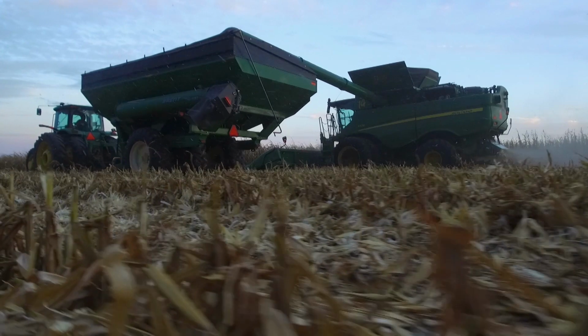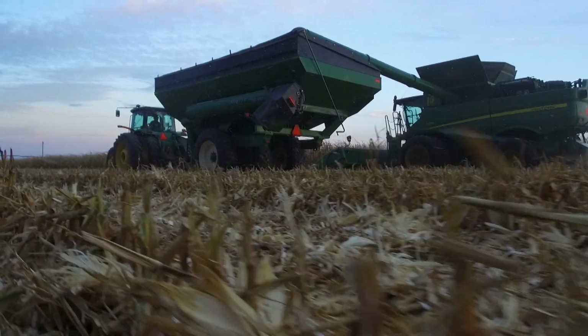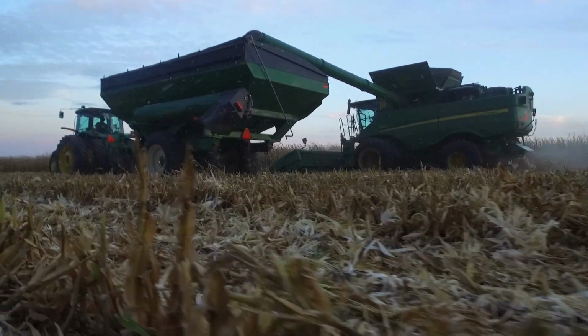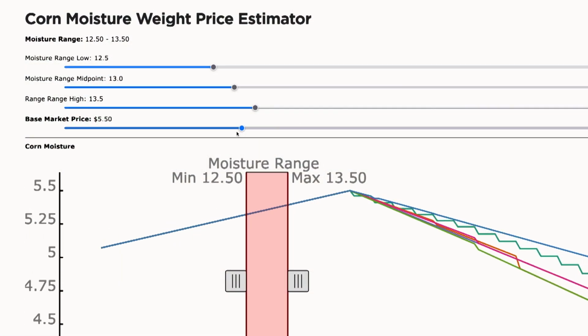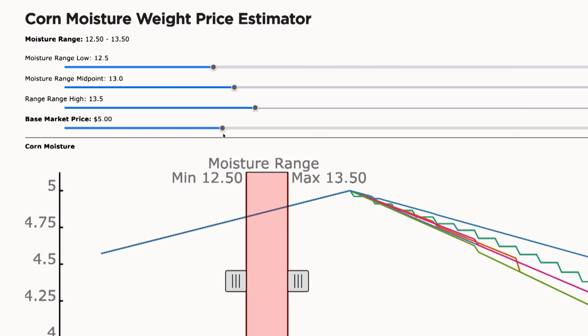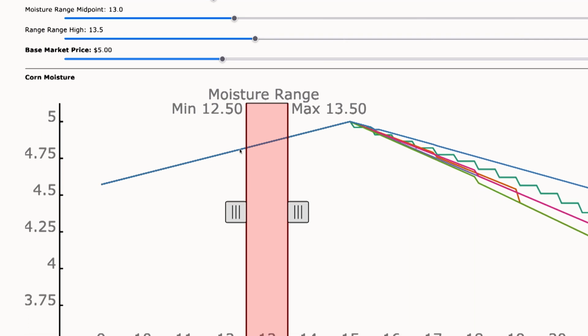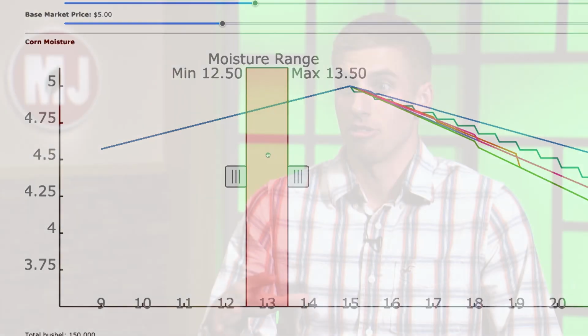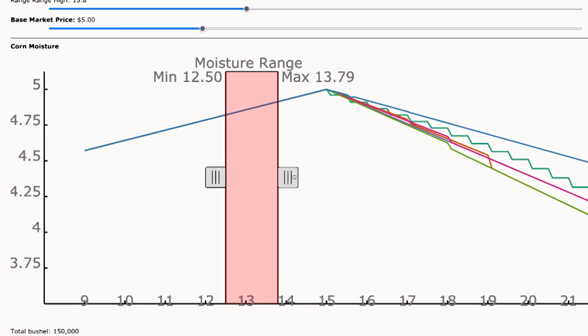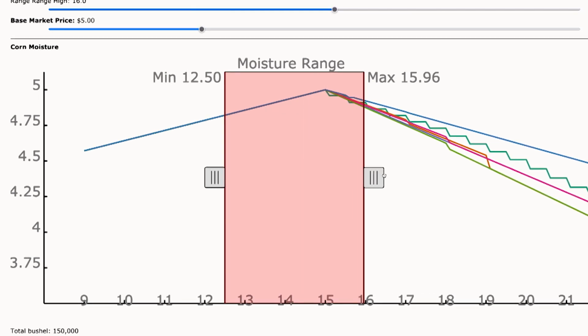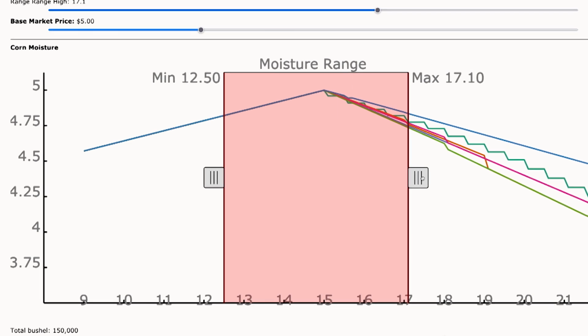Let's take corn, for example. Most grain buyers begin discounting corn at the 15% level. So at the 15% level, say the base cash price is $5. So you receive $5 for delivering corn at 15%, and that'll be on the chart. But once you move into higher moisture levels, where these grain buyers begin discounting, you're going to slowly receive less and less money. On the left side, it's one line equivalent to the cash price you're going to receive by delivering in drier bushels.